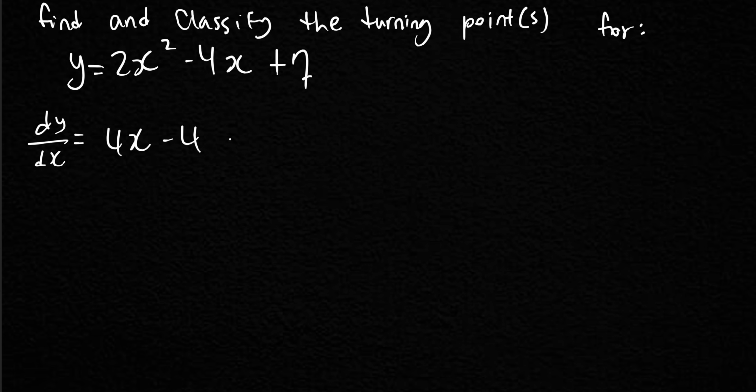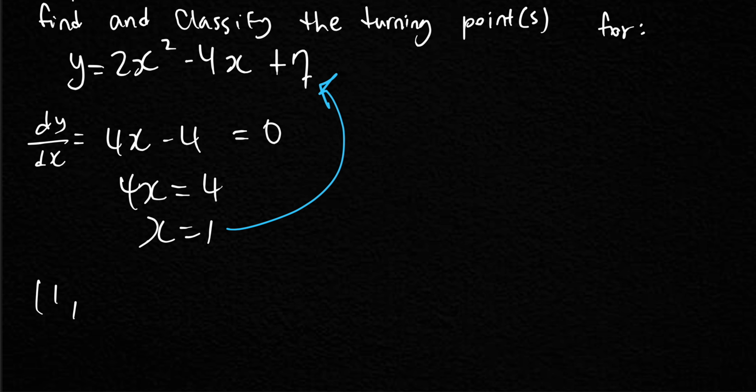We can equate that to 0 because it's a turning point. When it's turning, the gradient is 0. That means 4x is equal to 4. We can add 4 on both sides to simplify that, and x is going to be 1. When x is 1, what would y be? We're going to sub that back in, not into our dy/dx, but into our original equation. So 2 times 1 minus 4 plus 7 gives us 5. So (1, 5) is the coordinates of the turning point.